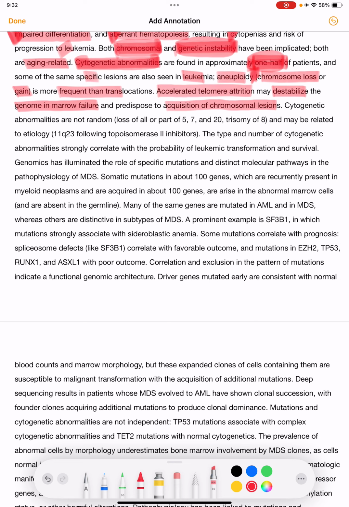Loss of all or part of 5, 7 and 20, trisomy of 8. So these are not random and may be related to etiology, that is, following topoisomerase 2 inhibitors. The cytogenetic abnormality that can be seen there is 11q23. So cytogenetic abnormalities are not random. If there is any loss of all or part of 5, 7 and 20, these are not random.